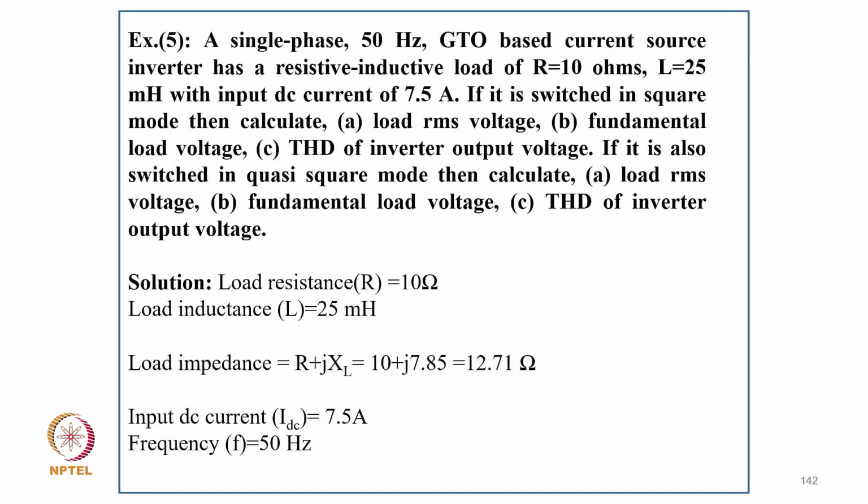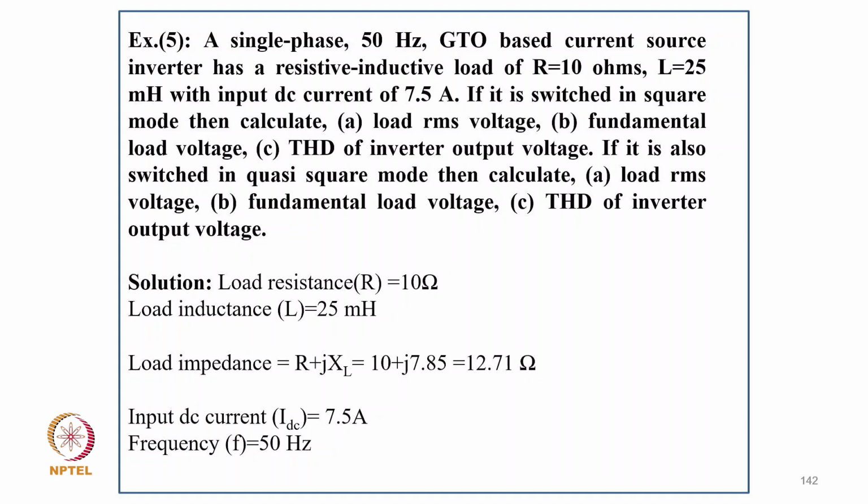Now coming to example 5: a single phase 50 Hz GTO based current source inverter has a resistive inductive load of R equal to 10 ohm, L equal to 25 millihenry, with an input current of 7.5 ampere. If it is switched in square wave mode, then calculate the load RMS voltage, fundamental load voltage, and THD of inverter output voltage. And if it is also switched in quasi square mode, then calculate the load RMS voltage, fundamental load voltage, and THD of inverter output.